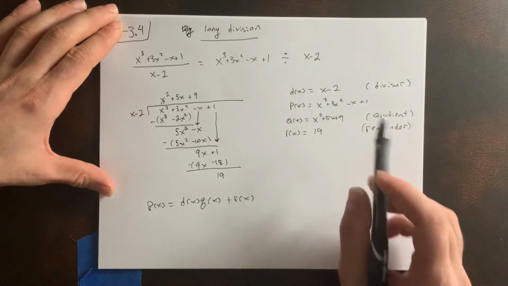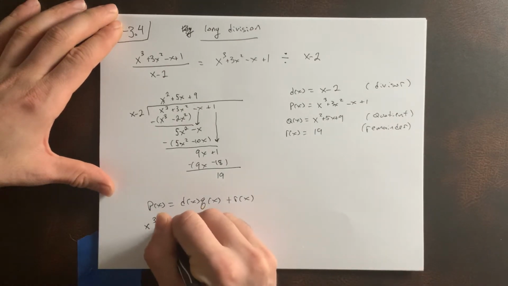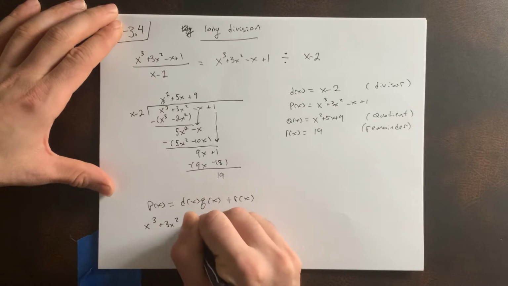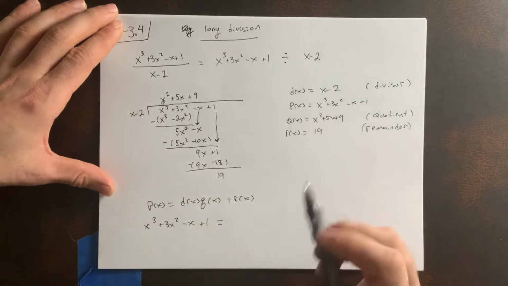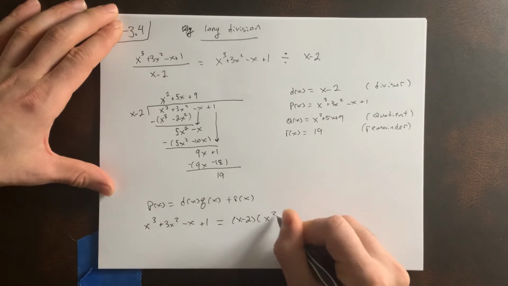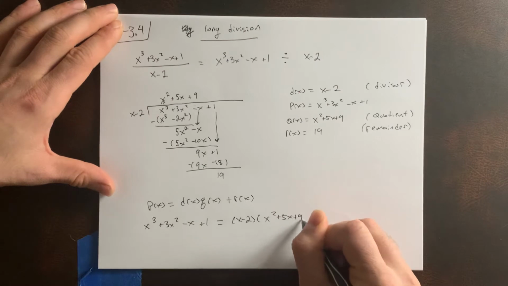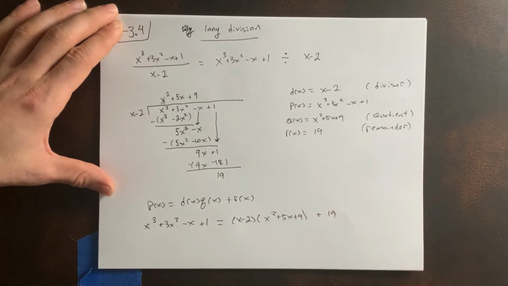So p of x, this piece right here, equals d of x times q of x. So d of x is x minus 2. Q of x is x squared. And then plus r of x, so plus 19. So you see what we did, we're given something, and we were able to factor this into this times this, but then we have this little plus thing on the outside. So that's sort of the use for this.